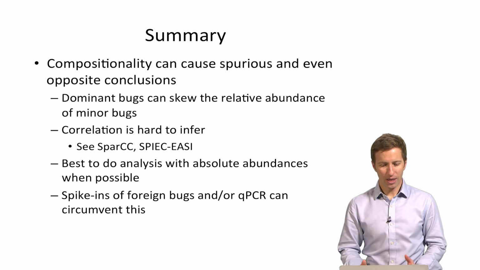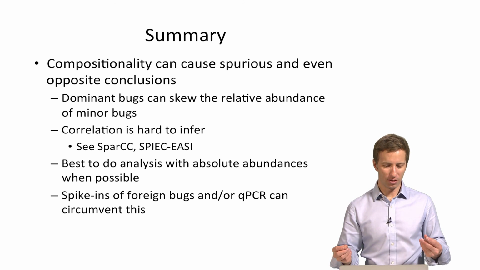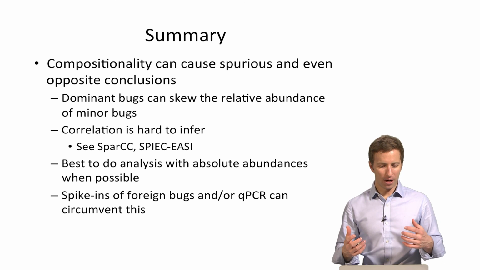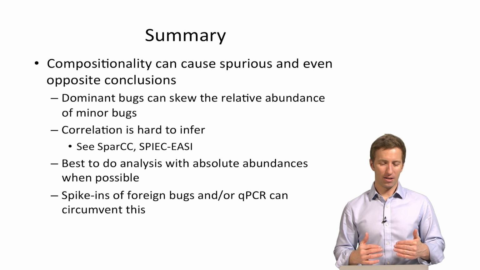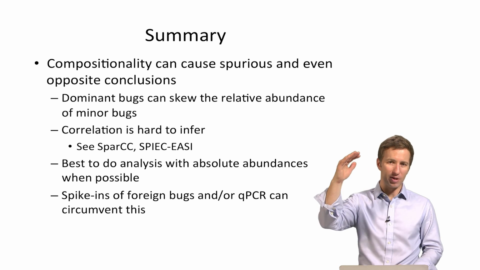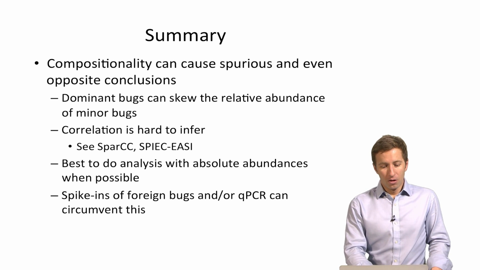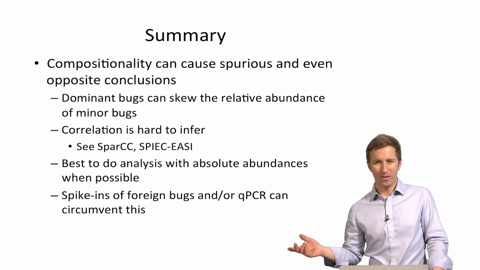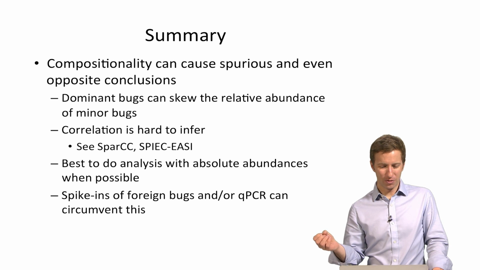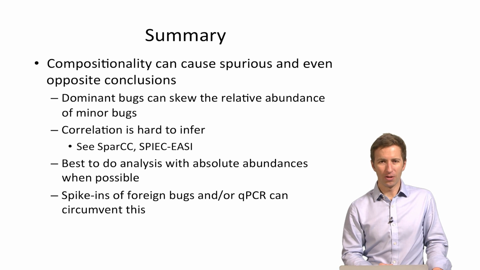So in summary, compositionality can cause spurious and even opposite biological conclusions, which should be very scary to you. Dominant bugs can skew the relative abundance of the minor bugs. Even small shifts in a very dominant bug make the relative abundances of the minor bugs go up and down. Correlation is especially hard to infer, although there are some good computational tools now that use some clever tricks to get you pretty sparse predictions of the correlation network. But if you can, it's best to do the analysis with actual absolute abundances.